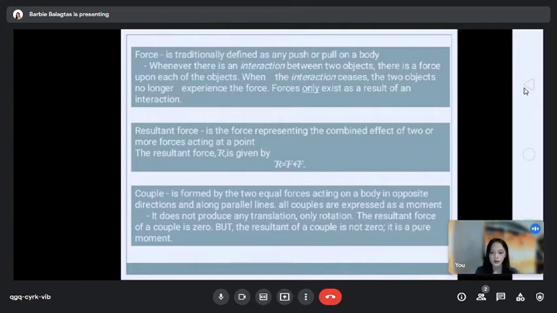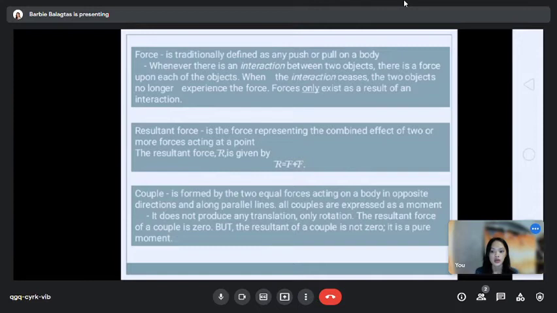Next, we have the couple. A couple is formed by two equal forces acting on a body in opposite directions and along parallel lines. So all couples are expressed as a moment, and they do not produce any translation, only rotation. The resultant force of a couple is zero, but the resultant of a couple is not zero, it is a pure moment.